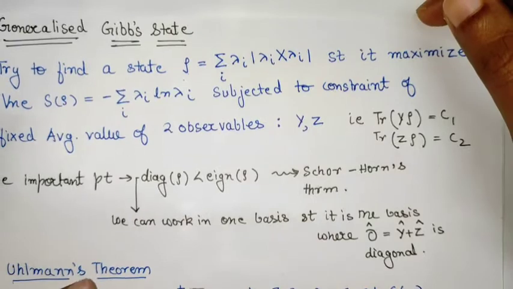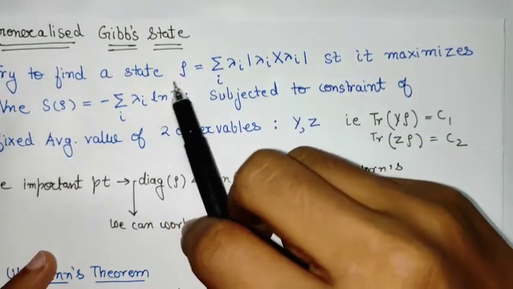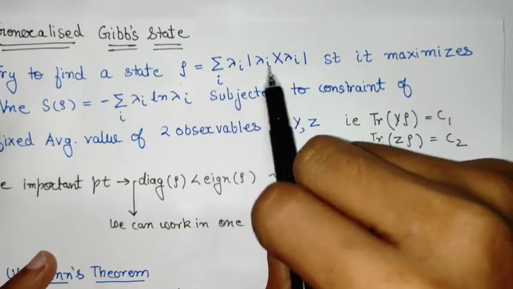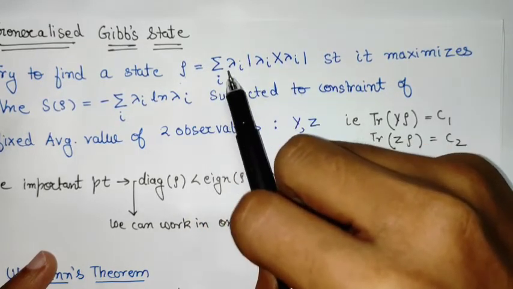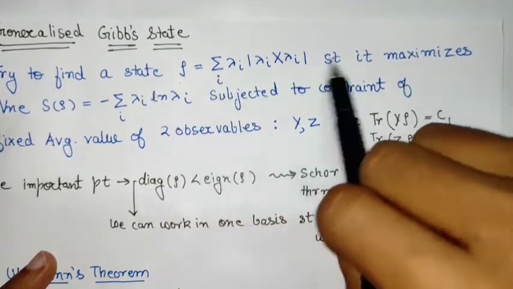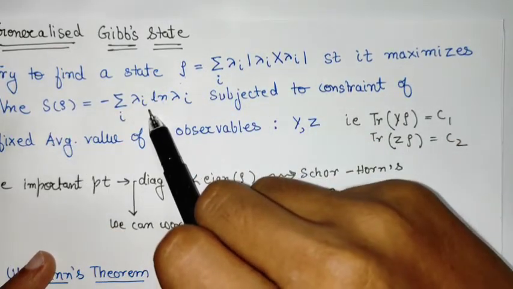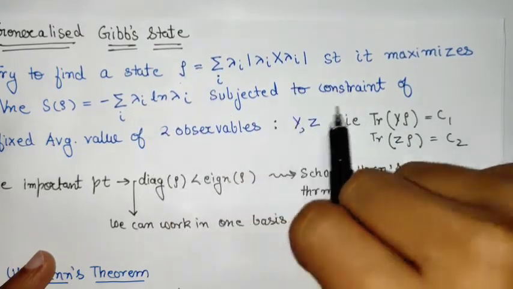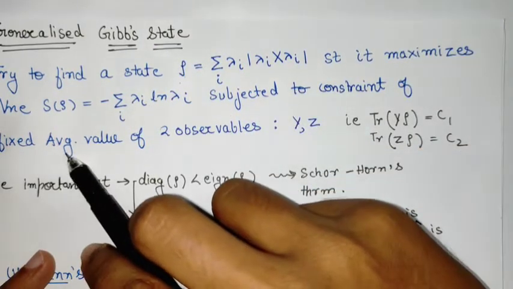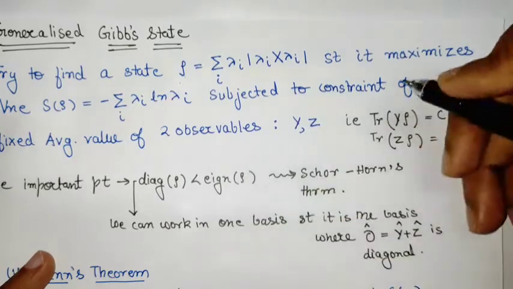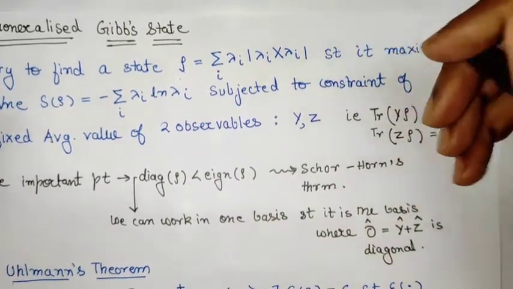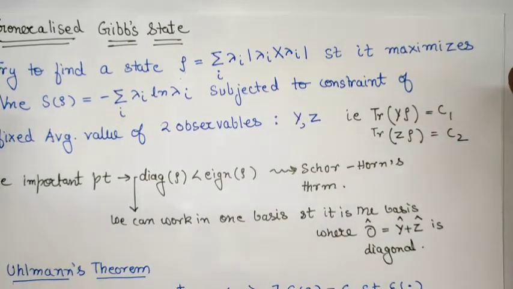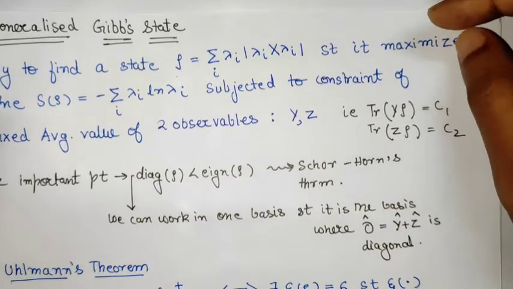So what is the notion? We try to find a state. Now a state is a density matrix, so it must be diagonalizable such that the eigenvalues sum up to 1, and such that this state maximizes the von Neumann entropy, that is minus trace of rho log rho, subject to the constraint that the average values of two observables are fixed. These observables can be anything. They can be energy, number of particles, angular momentum, anything.